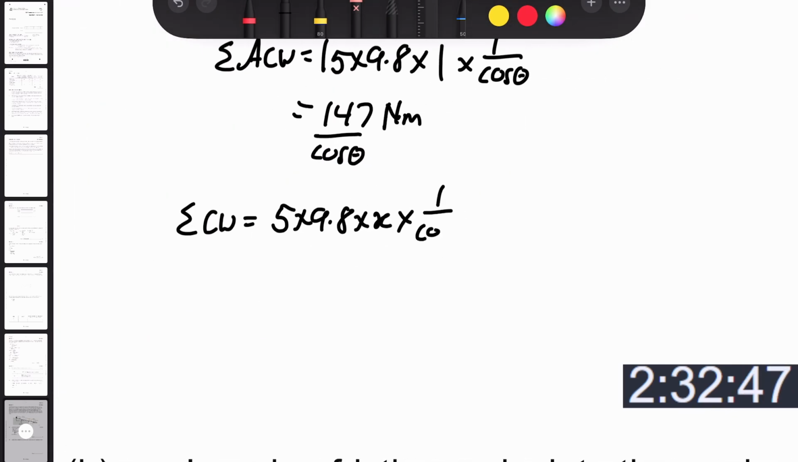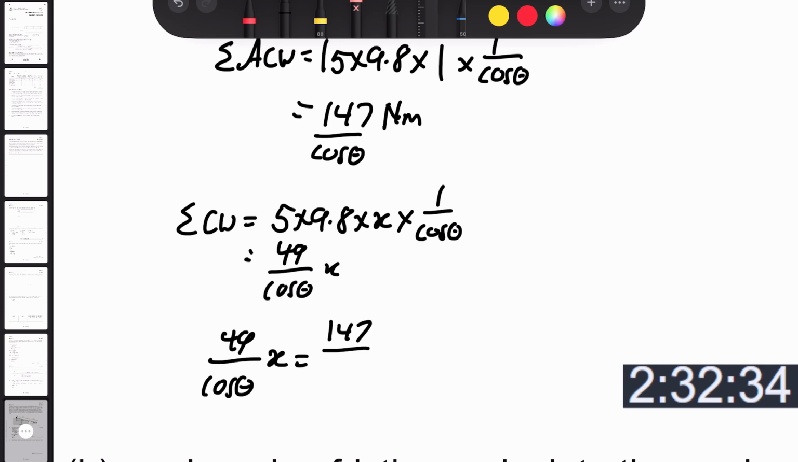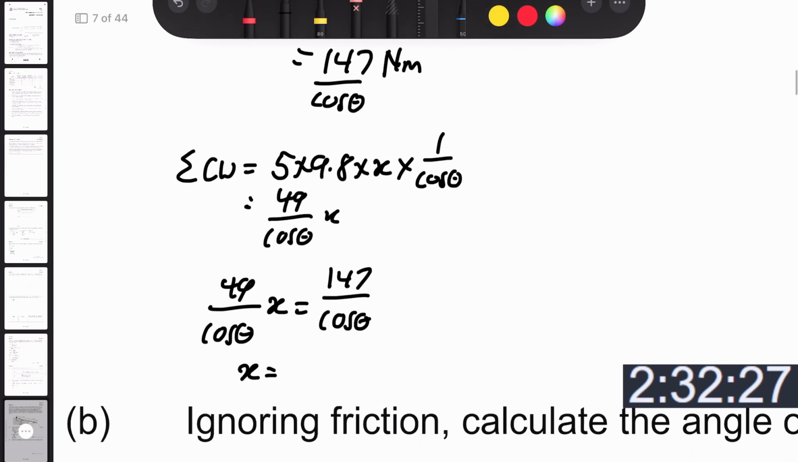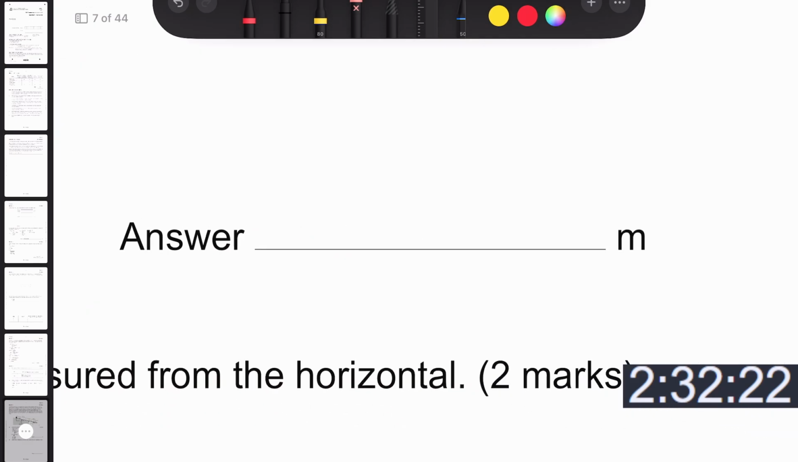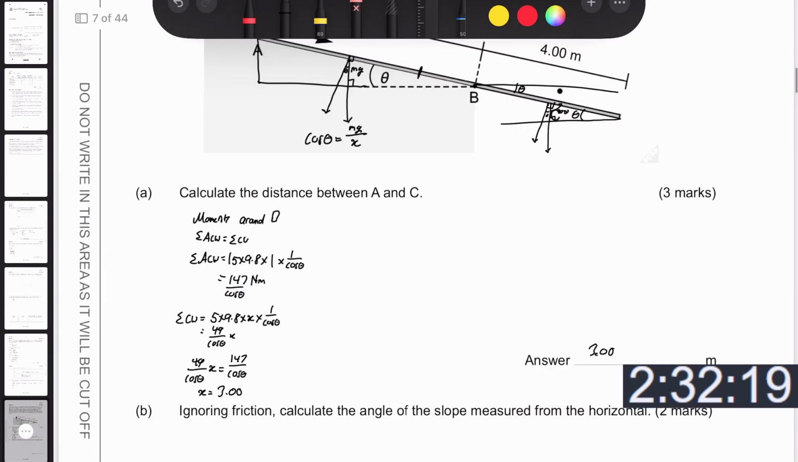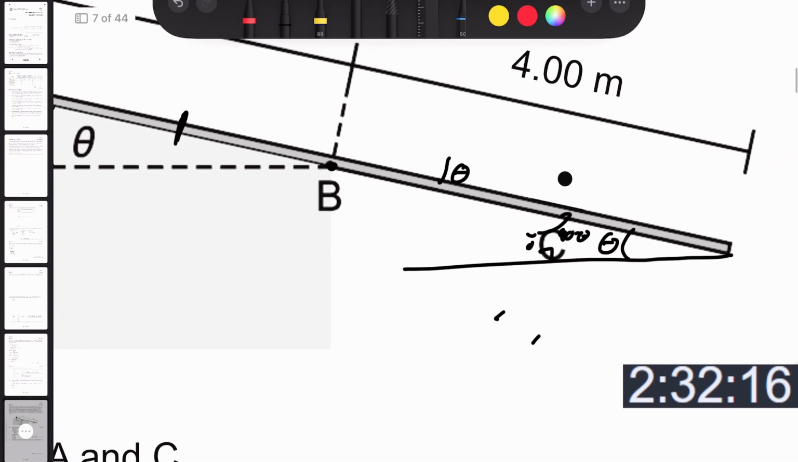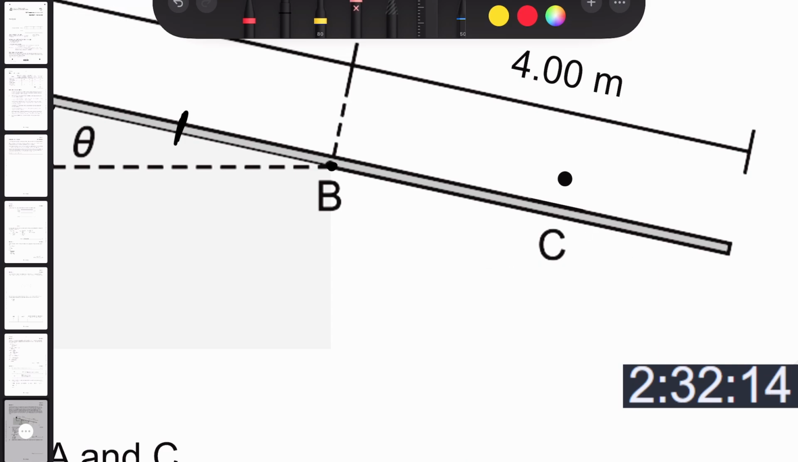6 times 1 cosine of theta. 5 times 9.8 is 49 cosine of theta x. So then 49 theta x equals 147 on cosine of theta. So then x is equal to 147 divided by 49, is 3 meters. 3.00. So then the distance, that's 3 meters.